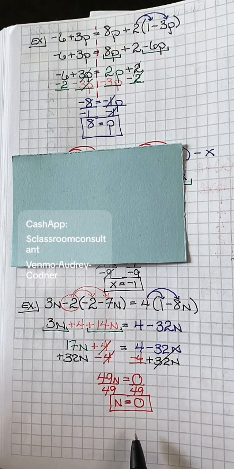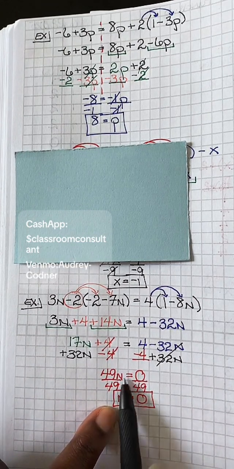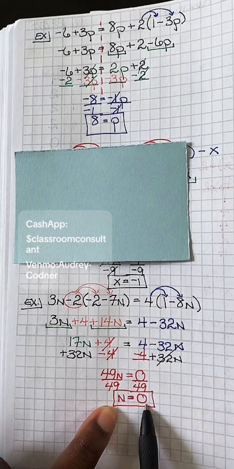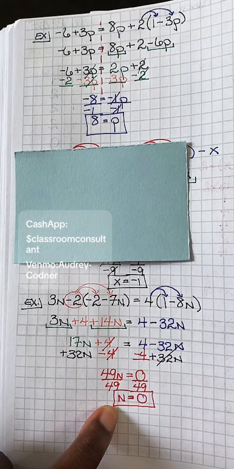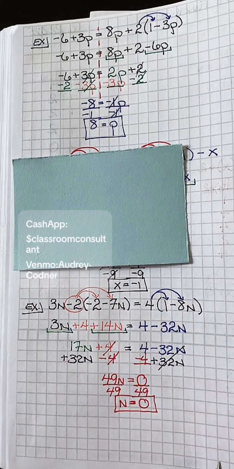It will be no solution if I said, I don't know, if it said 40, like if the n's canceled out for some weird reason. If it said 49 equals 0, well, 49 can't equal 0. So something like that, that will be a no solution.